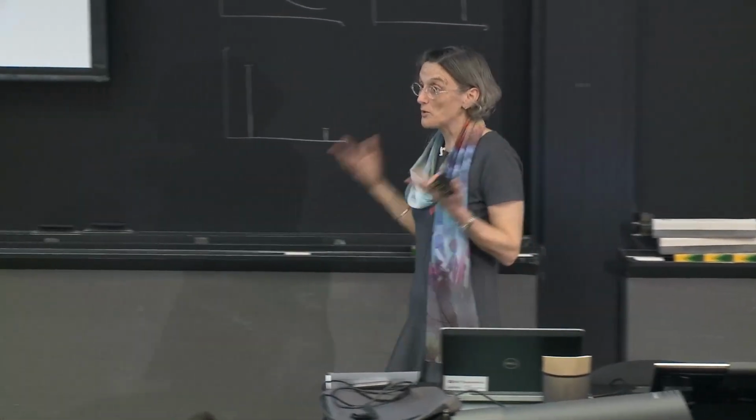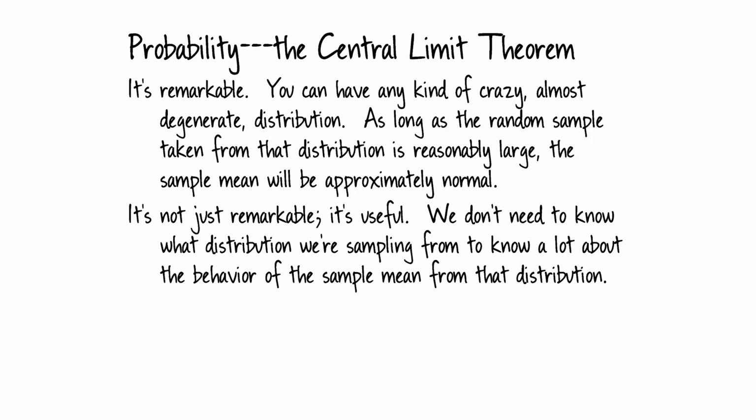So, remarkable, perhaps. It's also useful. We don't need to know the distribution we're sampling from to know a lot about the behavior of the sample mean. That's why it's so useful. We can be sampling from some crazy, almost degenerate distribution. We don't need to make any assumptions or know anything about it. But as long as our sample is big enough, the sample mean is going to be approximately normal. And that's going to be super useful when we go forward into estimation and inference.